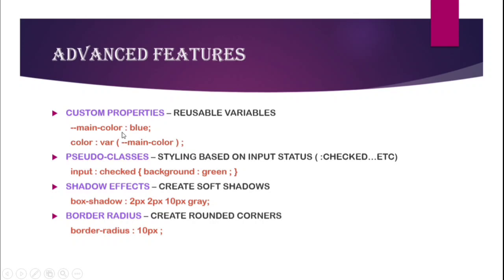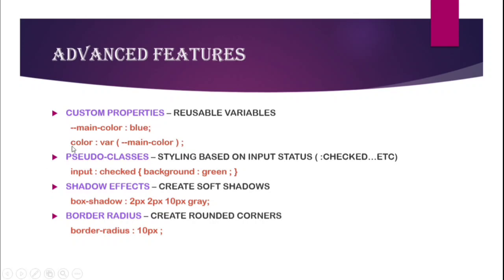Then we have custom properties. Custom properties are nothing but reusable variables. By using the root element, we can mention the colors or the font sizes that we want to use in the website and repeat again and again, but you don't want to write them again and again. You would have to write color: blue, and next I have to write the hex code for the main color. So I don't have to write all of them.